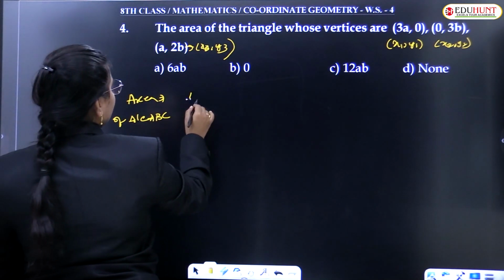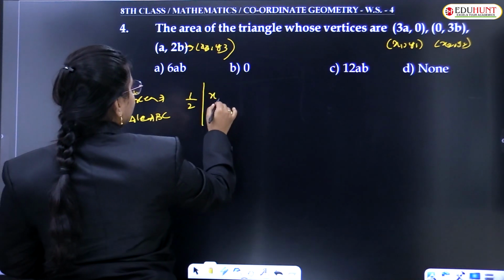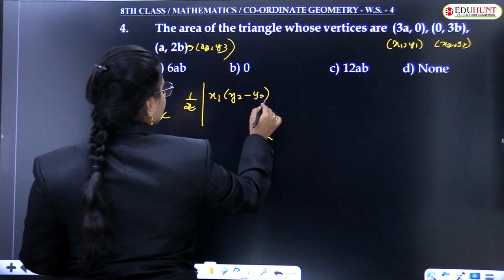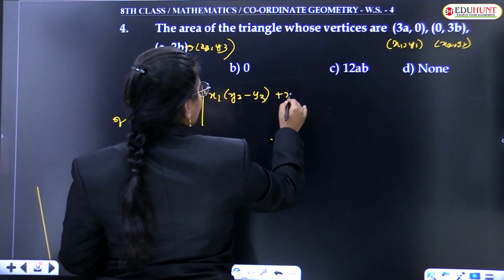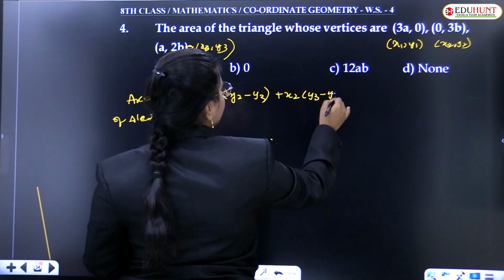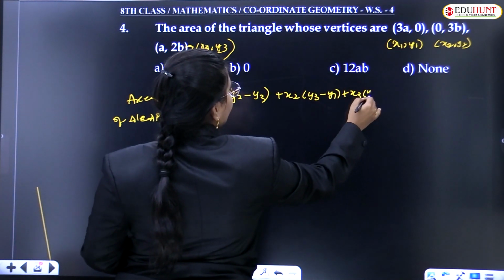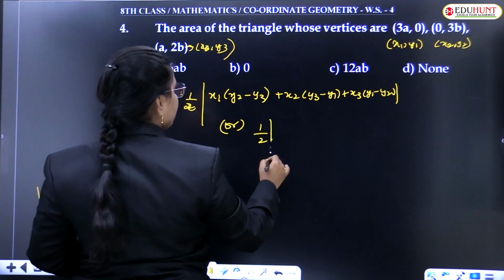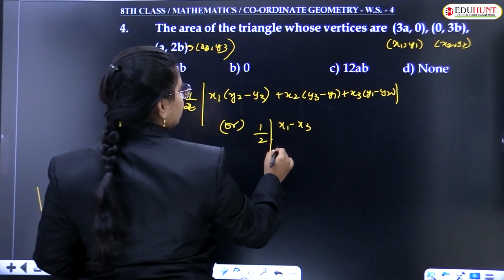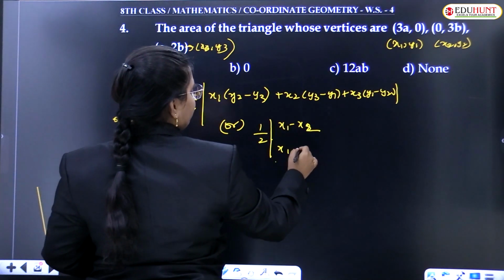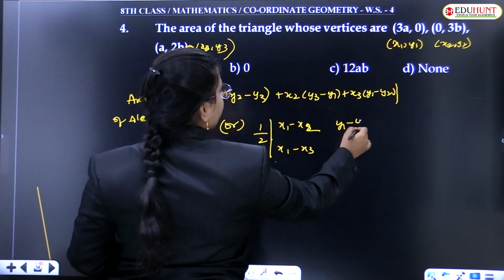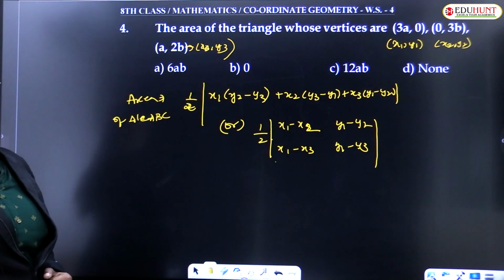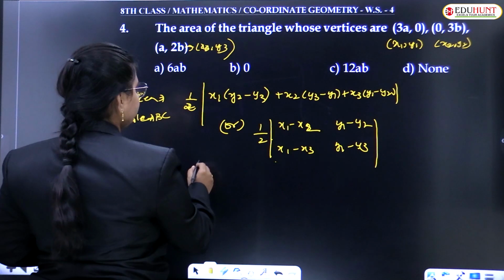ABC is equal to half modulus x1 into y2 minus y3 plus x2 into y3 minus y1 plus x3 into y1 minus y2, or you can rewrite this formula as half, x1 minus x2, x1 minus x3, y1 minus y2, y1 minus y3. You can apply either of these two formulas. So let's begin the problem.